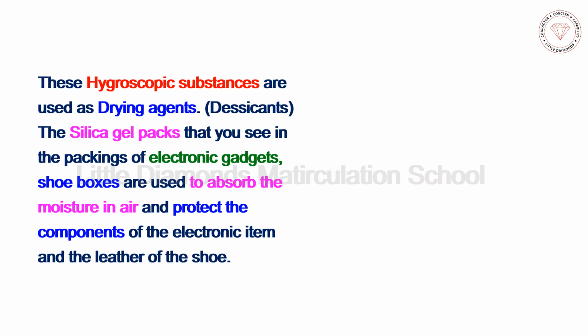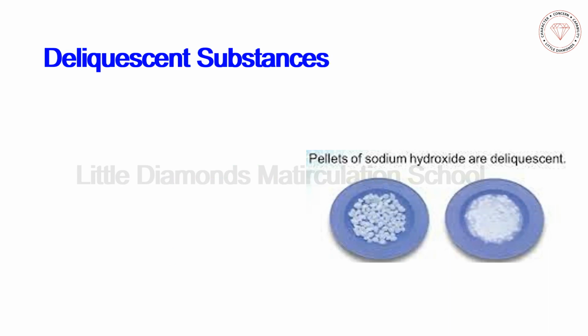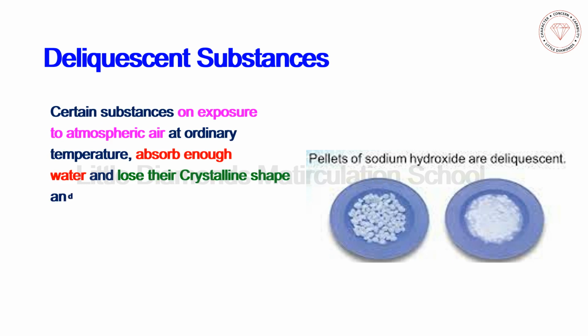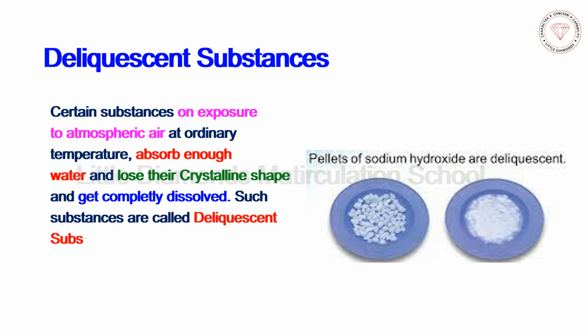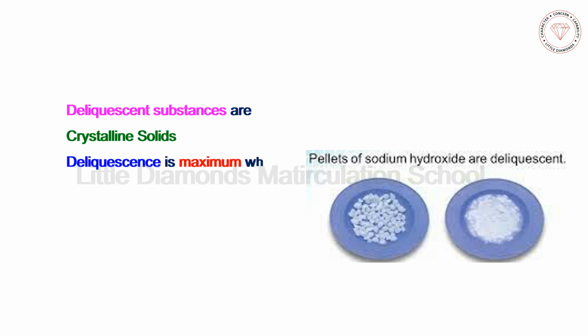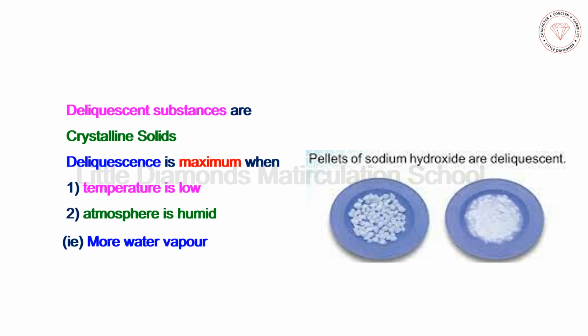The next type of substances are deliquescent substances. Certain substances on exposure to atmospheric air at ordinary temperature absorb enough water, lose their crystalline shape and get completely dissolved. Such substances are called deliquescent substances, and this property is called deliquescence. Deliquescent substances are crystalline solids. Deliquescence is maximum when temperature is low and atmosphere is humid, that is, more water vapor is present in the atmosphere.